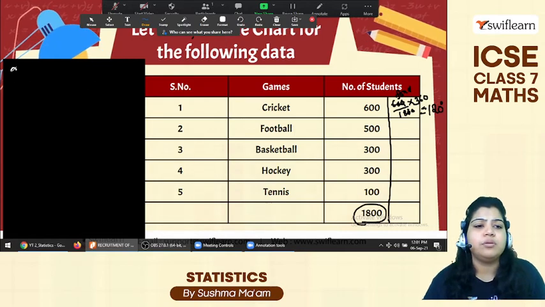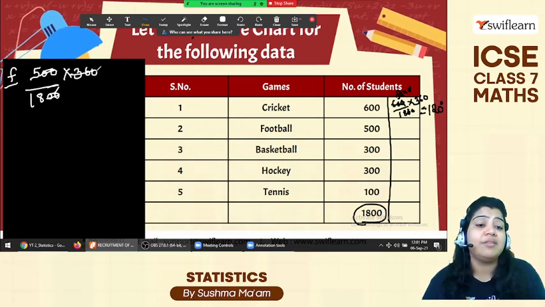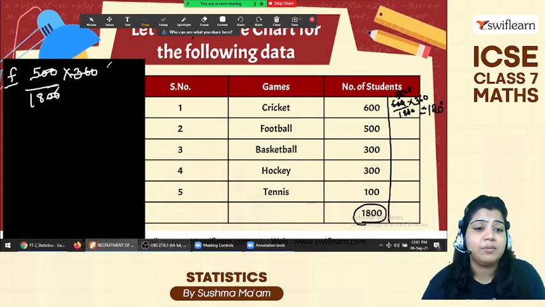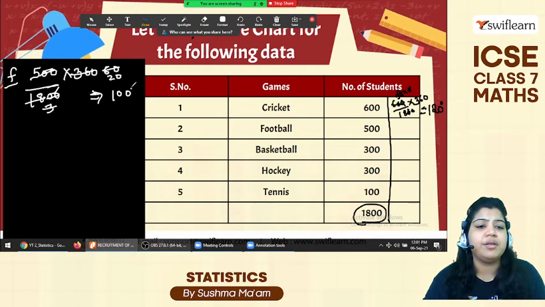So football: 500 divided by 1800, multiply 360. The zeros get cancelled, and this time let's cancel with the 6 table. So 60, and then 3 again 20. So it's 100 degrees.